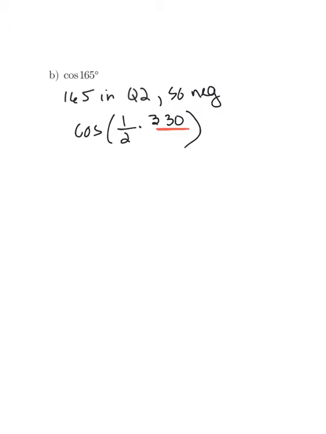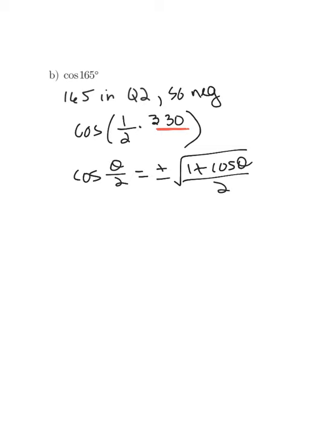The formula for cosine of theta over 2: you are going to do plus or minus the square root of 1 plus cosine of theta over 2. If you think about it, it's theta over 2. So here's our theta, here's our 2. When you go into the formula, the only part you put in is the theta.